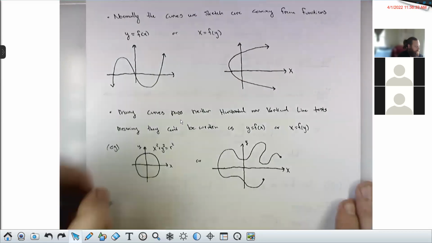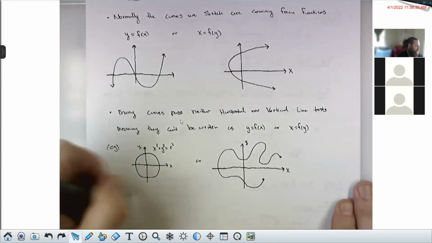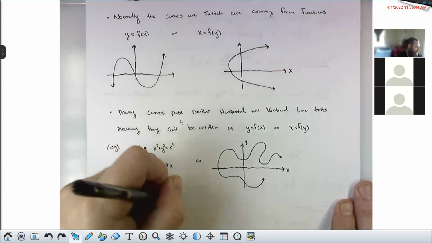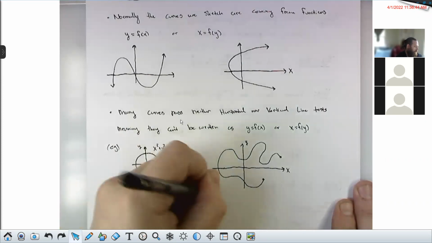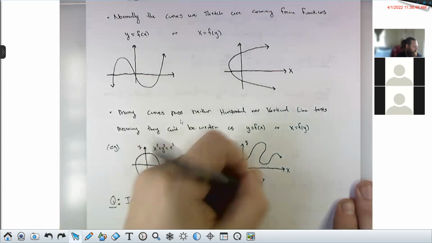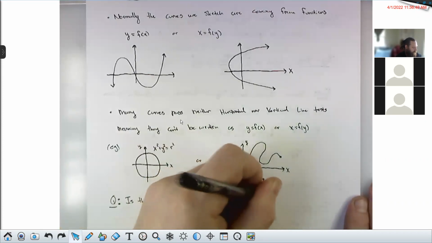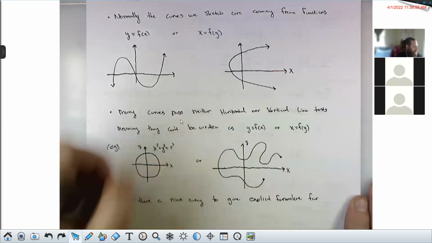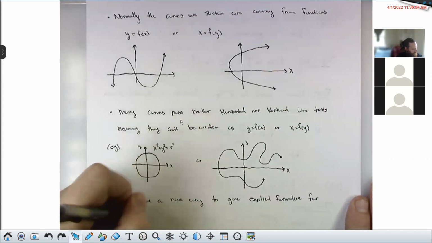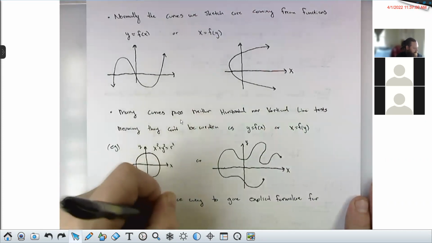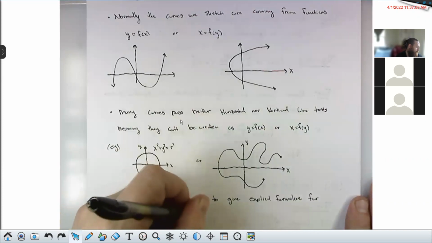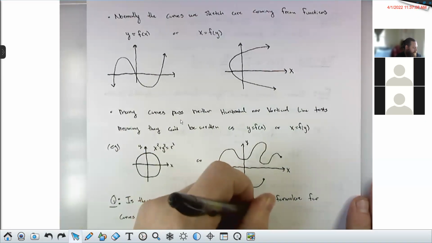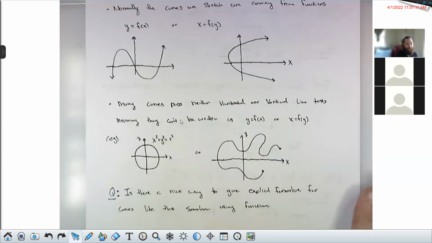So is there a nice way, is the question. Is there a nice way to give explicit formulas for curves like this? Somehow using functions. And by explicit, I want to be clear what I mean.